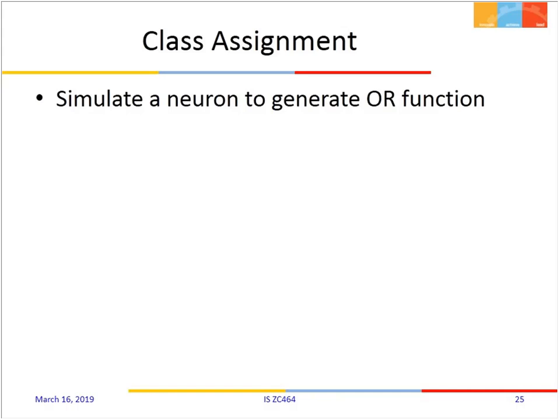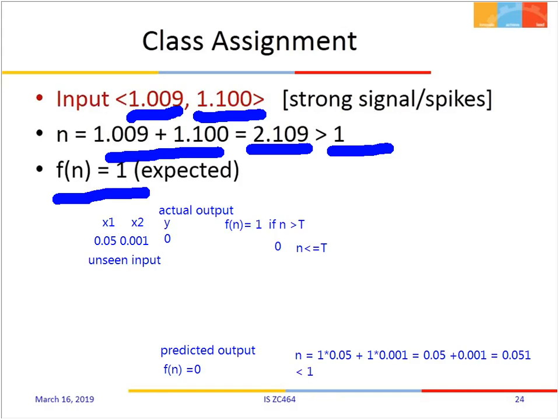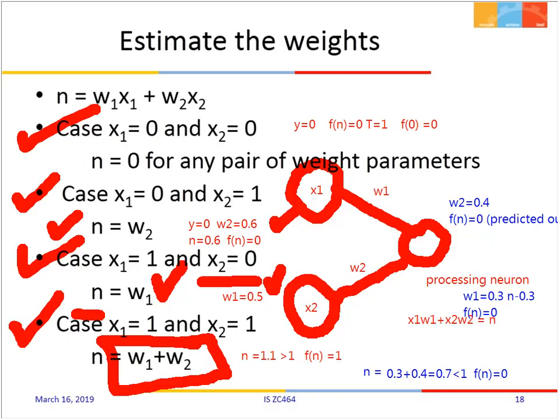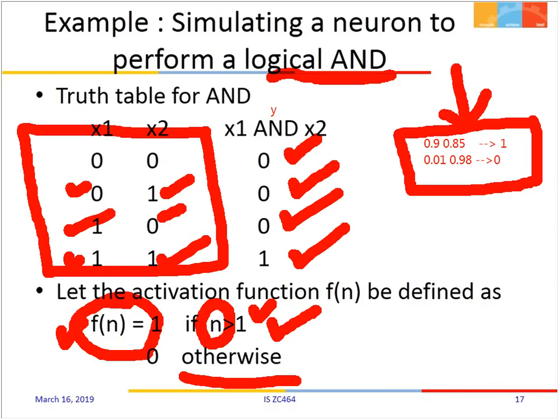The examples will be 0 and 0 giving you a 0. 0 and 1 giving you a 1. And 1 and 0 giving you a 1. And 1 and 1 giving you a 1. So the weights will differ. When you had seen these in the example earlier, the actual outputs were 0, 0, 0, 1 for these set of inputs.